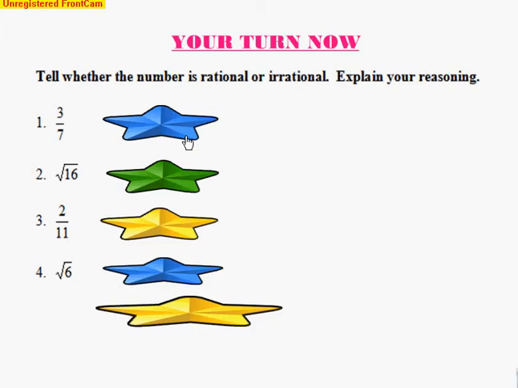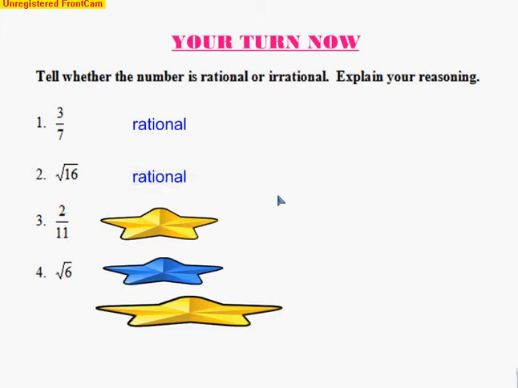3/7. This would be considered a rational number. It can be written as a fraction. The square root of 16, since that's equivalent to 4, would also be considered a rational number. 4 is a whole number. 2/11, again, it's in that fraction form, or you can think of it as a ratio of two integers. That's considered rational.